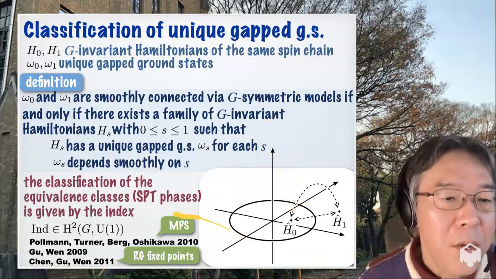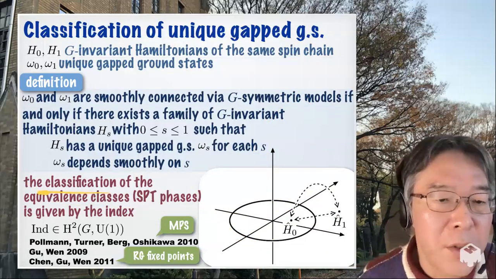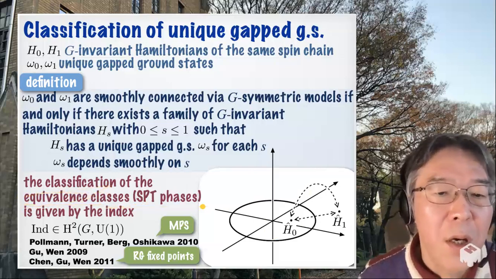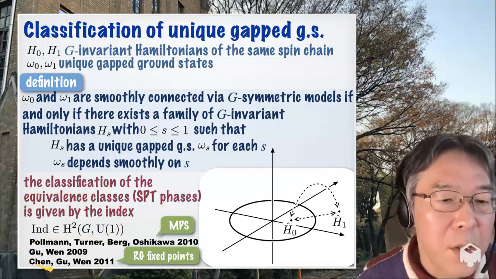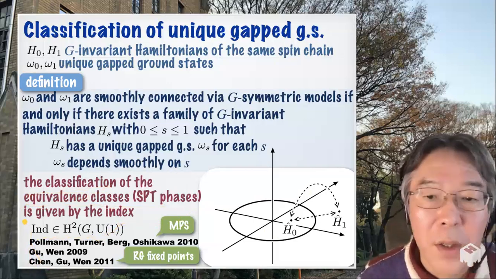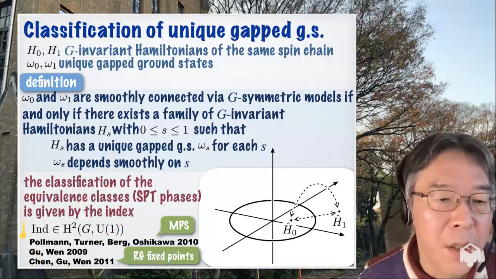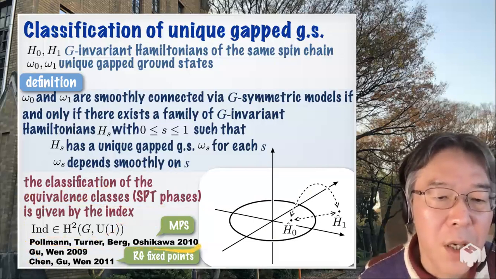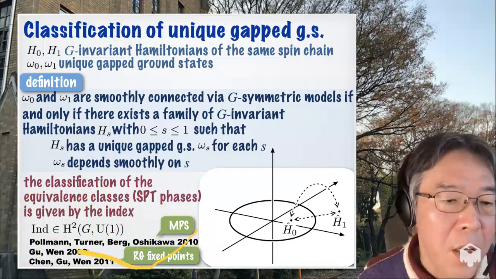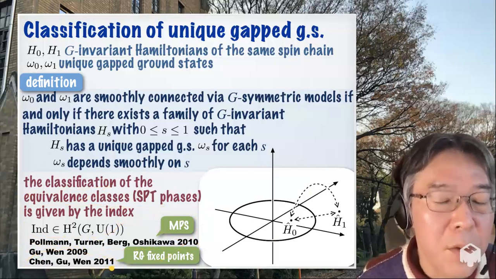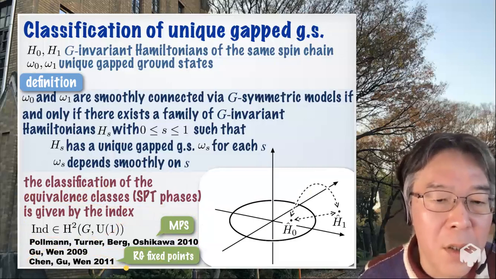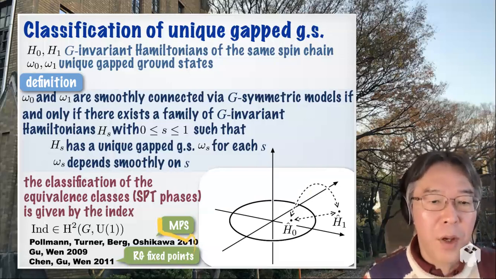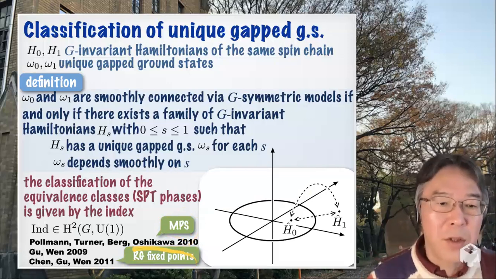Now, this kind of classification of the phases, the classification of the equivalence classes, that is SPT phases, was discussed extensively by these people, and they argue that the classification is given by the index in the second group cohomology. Pollmann, Turner, Berg, and Oshikawa, as we said, worked on matrix product states, and Chen, Gu, and Wen discussed basically the same classification using fixed points of the renormalization group. But these are for MPS, and these are heuristic renormalization group arguments.